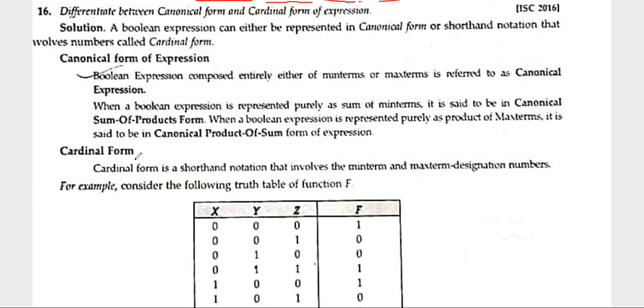Morning, students. This is your next revision class. The first question is: differentiate between the canonical form and the cardinal form of an expression.